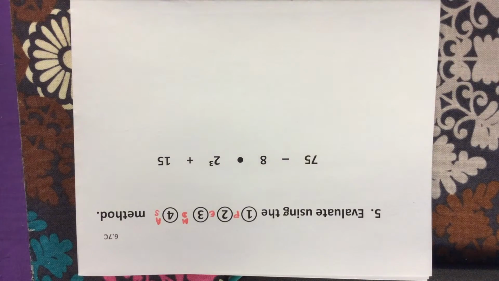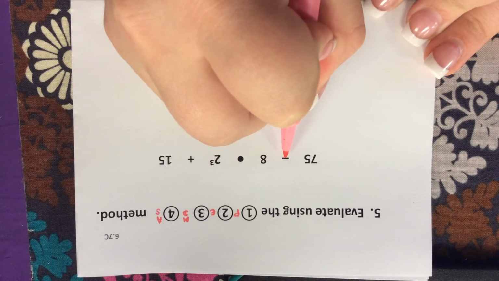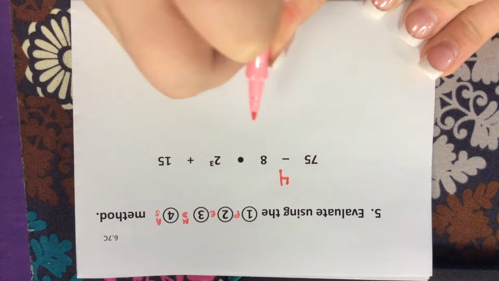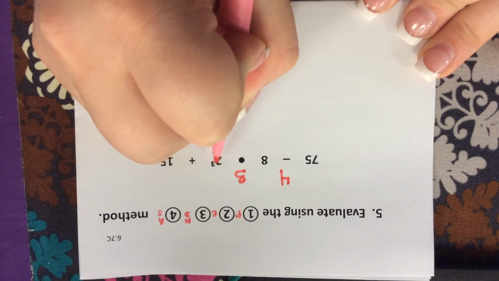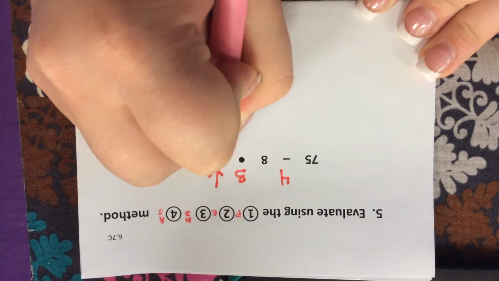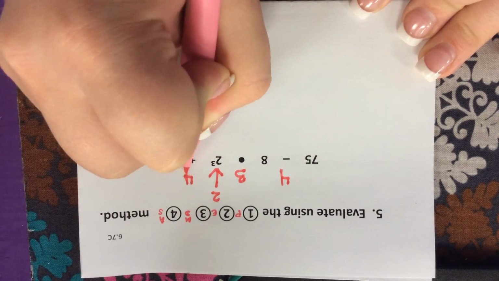Number 5. We are going to evaluate number 5 using the 1, 2, 3, 4 method. 1 is parentheses, 2 is exponents, 3 is multiply divide, 4 is add subtract. Let's go through our problem and label our processes. A minus sign is a step 4, it's subtract. Multiplication is a step 3 for multiply. This little number is an exponent, so that's a step 2. A plus sign is a step 4 for add.